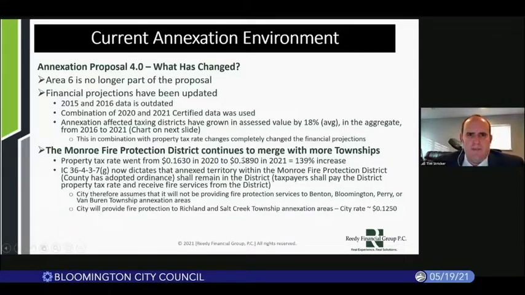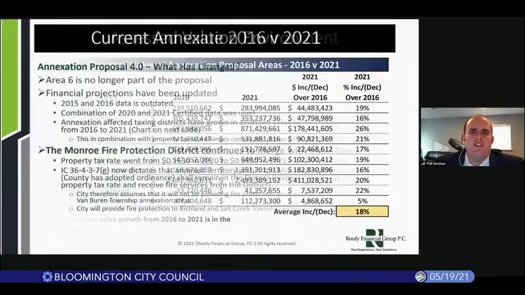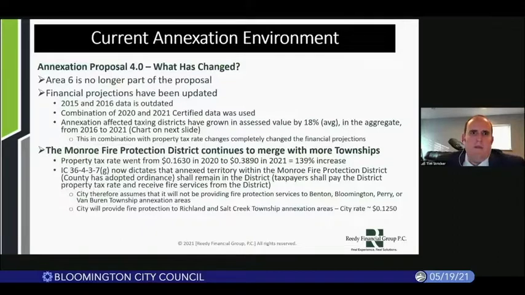One of the other big changes is that the Monroe Fire Protection District continues to merge with more townships. Essentially, what this has done is the property tax rate in 2020 for the Monroe Fire Protection District was $.1630, and then in 2021, it went up to $.3890. It's about a 139% increase. This statute that's referenced here also dictates that annexed territory within the Monroe Fire Protection District, that's the people who are already receiving fire protection from the district, have to remain in the district, which means the city will not be providing fire services to those areas, which essentially boils down to Benton, Bloomington, Perry, and Van Buren townships. The city will be providing fire protection to Richland and Salt Creek Township annexation areas, and it's estimated that the city could do it at a fire rate of around $.1250.